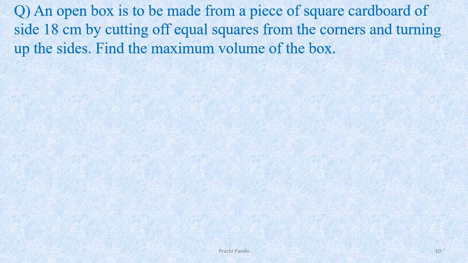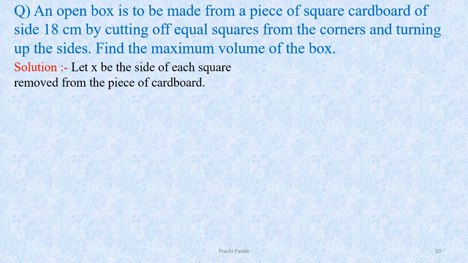The next example is: an open box is to be made from a piece of square cardboard of side 18 cm by cutting off equal squares from the corners and turning up the sides. Find the maximum volume of the box. Here we have to find out the volume of the box first and then we have to maximize that function.